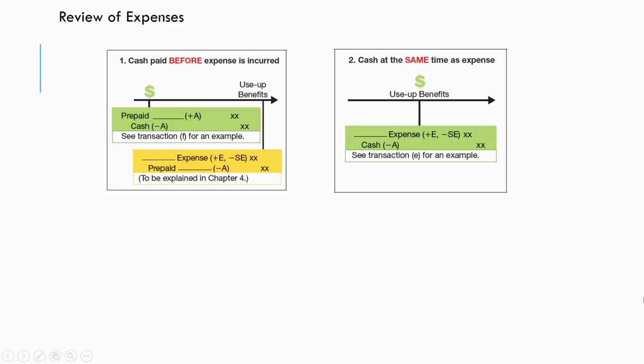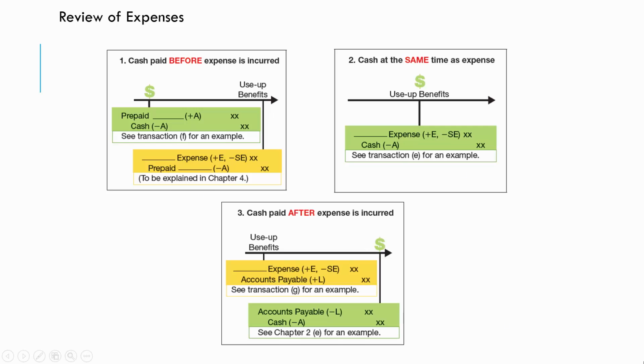That's a prepaid. Now, if we're using up benefits and paying for them at the same time, then this is an expense transaction happening at the same time as the cash. Again, on this first one, it'll be explained a little more in Chapter 4. If cash is paid after the expense is done, we create an accounts payable and we pay off our accounts payable.